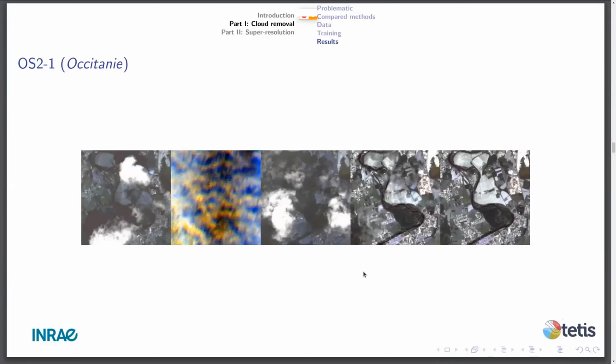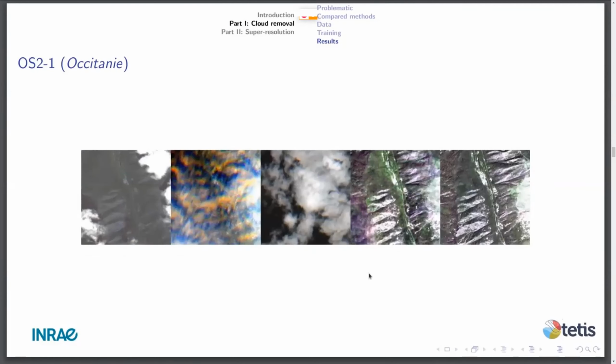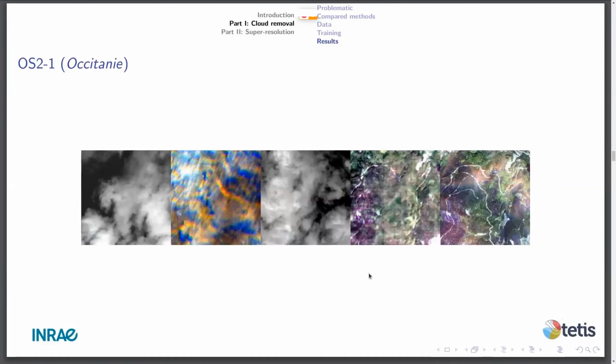So when there are too many clouds, you can see that some areas tend to be a bit blurry. It sometimes fails to reproduce some textures correctly, for instance the tree canopy here.